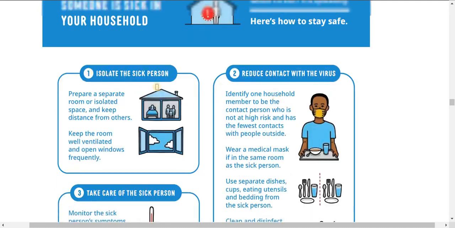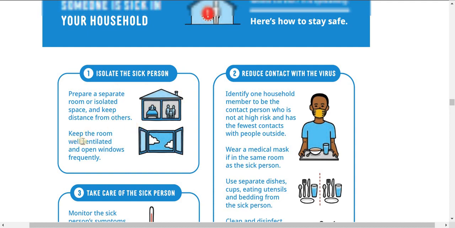The first one is isolate the sick person. When someone suffers from COVID-19 or a similar contagious or communicable disease, prepare a separate room or isolated space and keep distance from others. So we have to keep the patient in an isolated room, and we should keep a distance from such sick people.